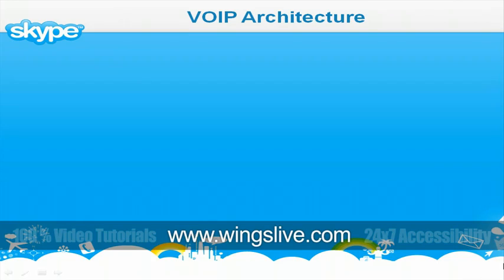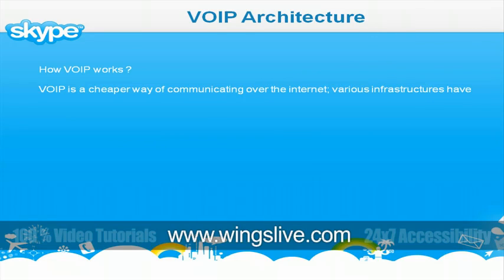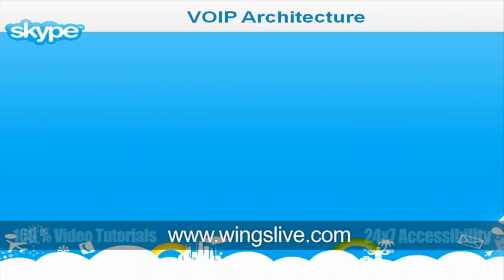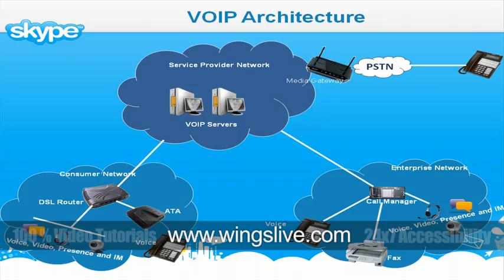VoIP architecture. Here we'll see how VoIP works. From the last lesson, you got some idea about Skype. Now here we'll see the architecture. As you know, VoIP is a cheaper way of communicating over the Internet. Various infrastructures have been developed to increase both the efficiency and effectiveness of both the VoIP systems and the VoIP architecture. Have a look at the image which shows the VoIP architecture.